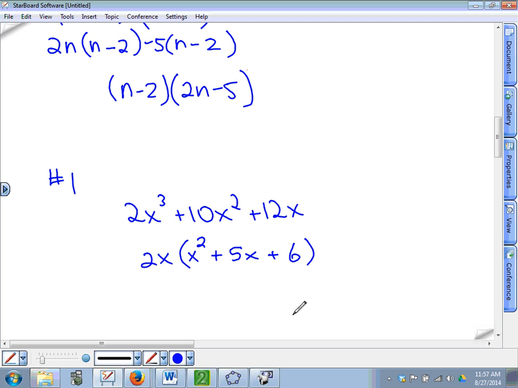2 times 3 is 6. Why do we just use a 6? Because on the other problems we didn't use the last number. There's a 1 in front of x. 1 times 6 is 6. Okay, so 2 times 3 is 6. 2 plus 3 is 5. So we're going to use a 2x and a 3x. Because 2 times 3 is 6, and 2 plus 3 is 5.